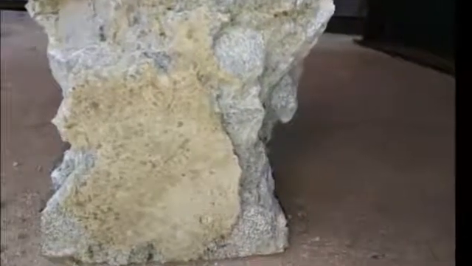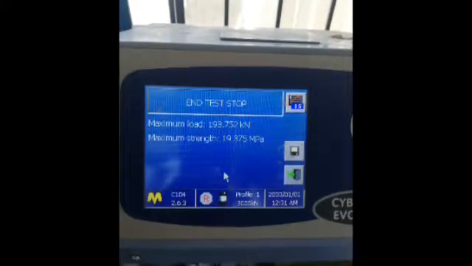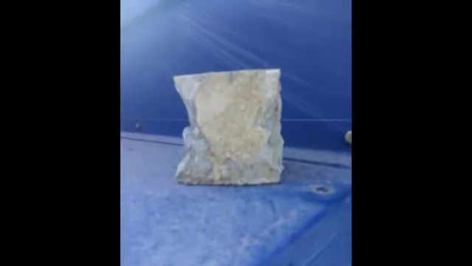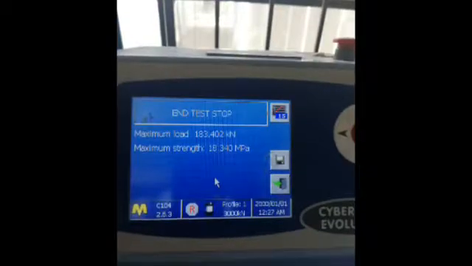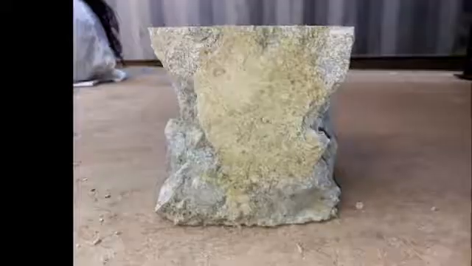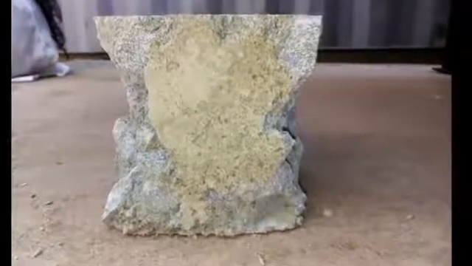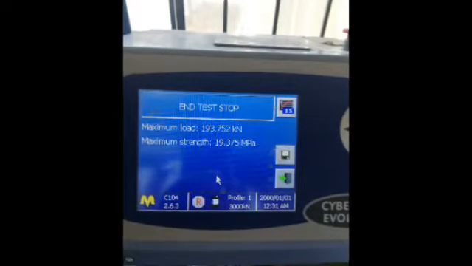The first cube had an acceptable failure. It had a strength of 19.375 MPa. The second cube failed more than the first cube, and it had a compressive strength of 18.340 MPa. The third cube also had an acceptable failure. It also had a maximum strength of 19.375 MPa.